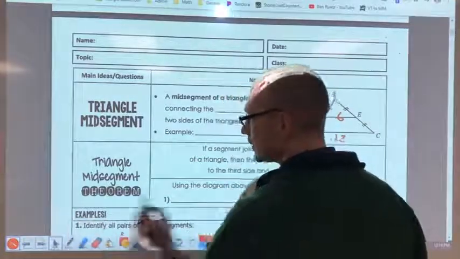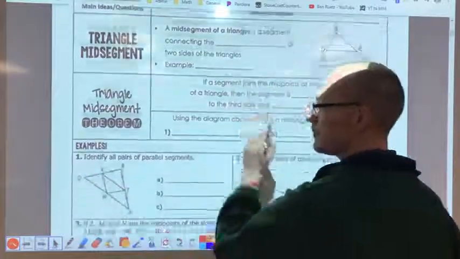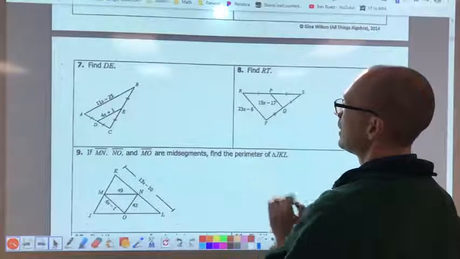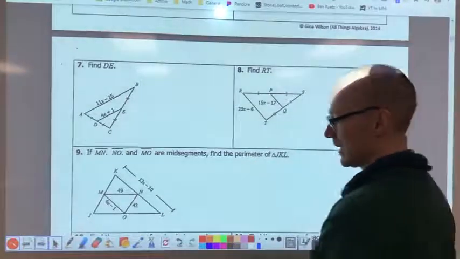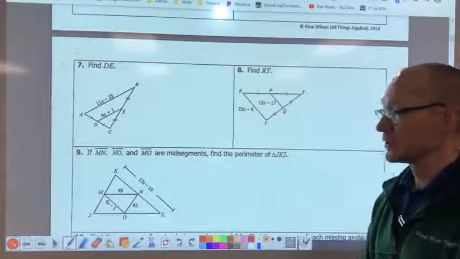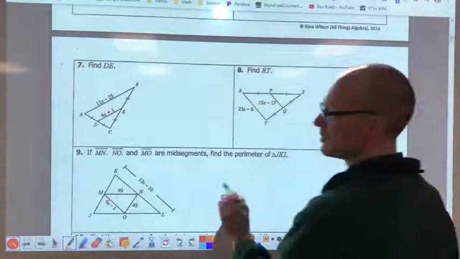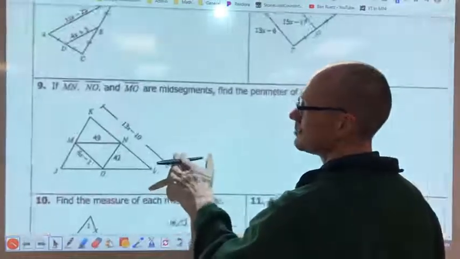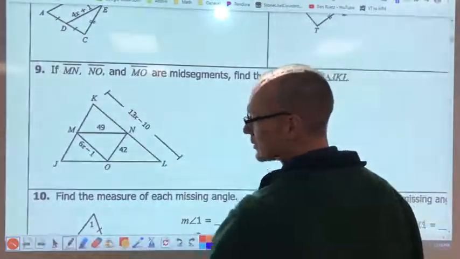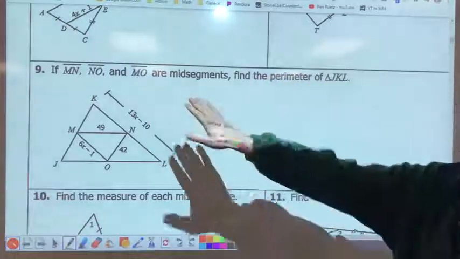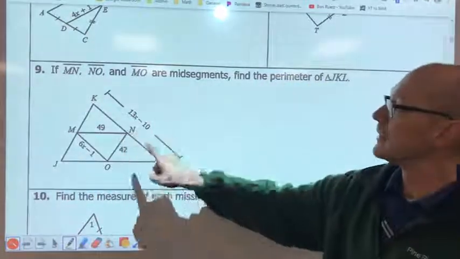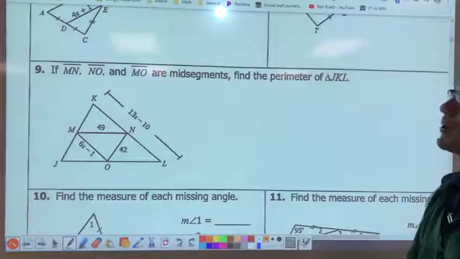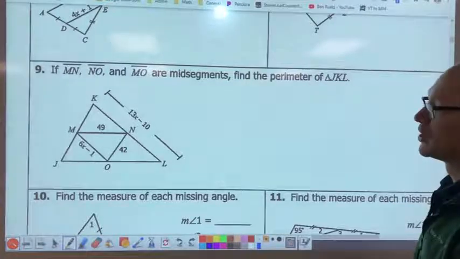But let's do one problem of a little bit of algebra and see if we can see how this works. It looks a little bit ugly. Actually, let's do number 9. We'll zoom in on that, and it tells us that these are midsegments. MN, NO, and MO are midsegments. Find the perimeter of the overall triangle JKL.